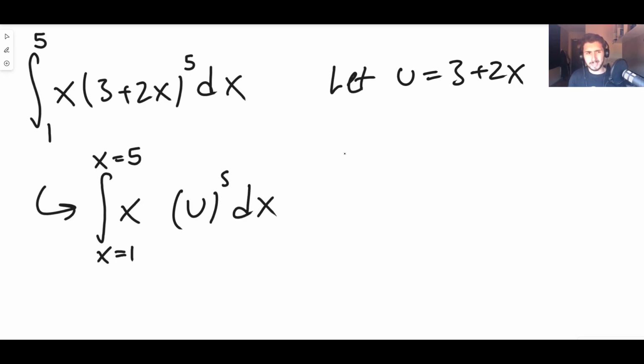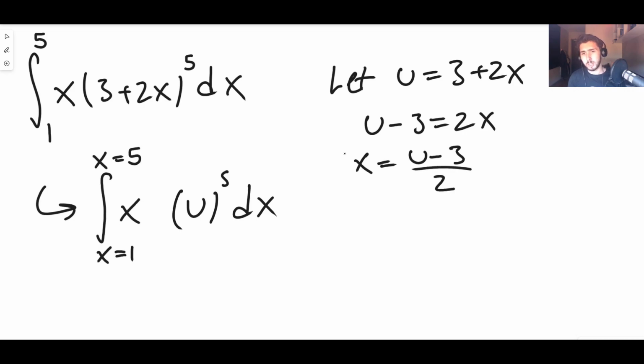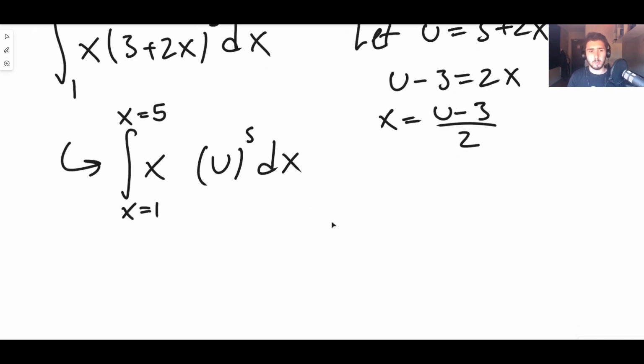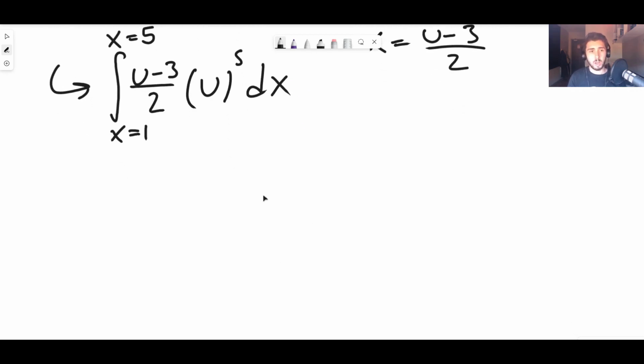But let's actually figure out what x is. So if u is 3 plus 2x, then that means that u minus 3 is 2x, meaning that x is going to be u minus 3 over 2. So let's actually replace x with u minus 3 over 2, because that's what it is. The whole point is to get rid of all of the x's, replace them with u's. So this is u minus 3 divided by 2. That's our integral. Okay, we still need to deal with the dx.